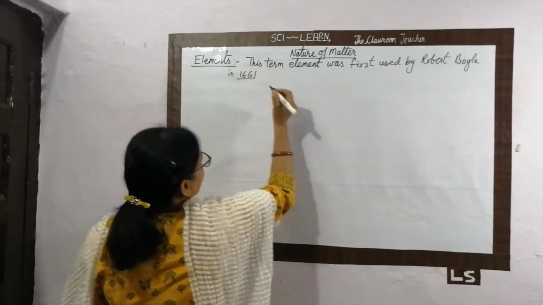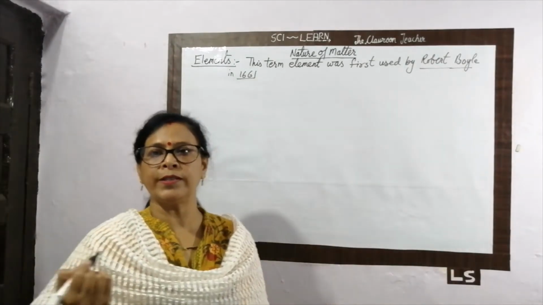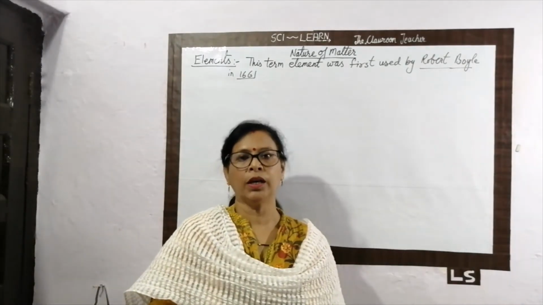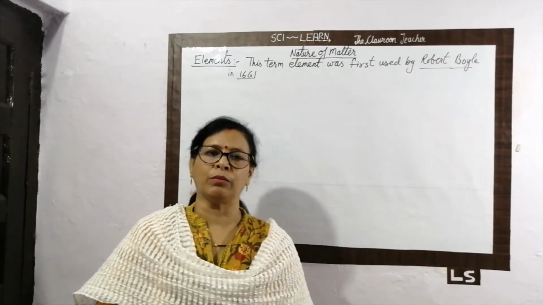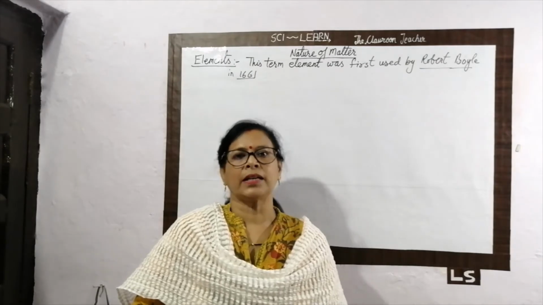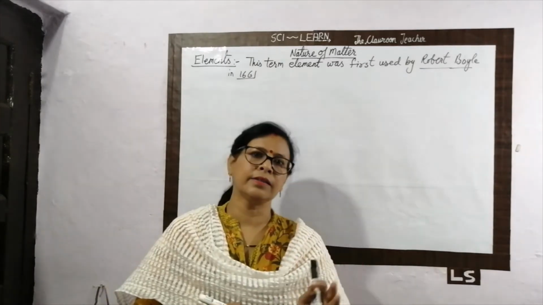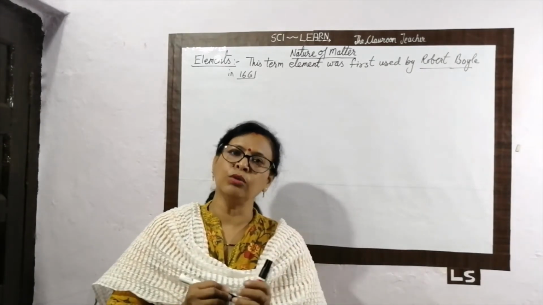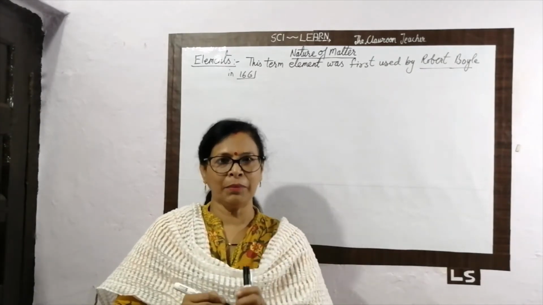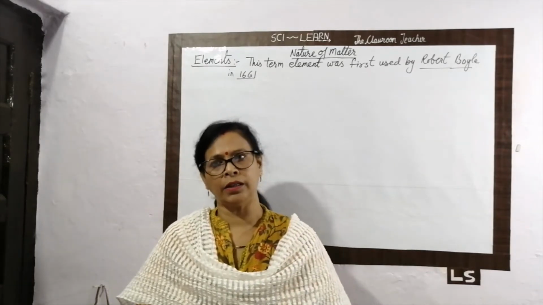So this was the chemist who first introduced the term element. Element, this term was given by Robert Boyle in 1661. What is element? Element is actually the simplest thing which cannot be divided into anything simpler. It has its own property. So what is element? Element is actually the simplest thing which cannot be divided into anything simpler.